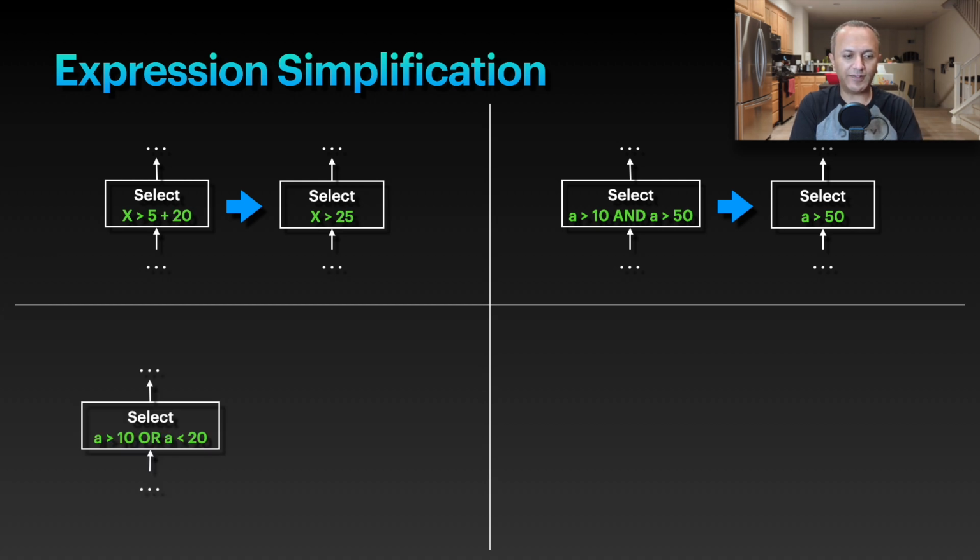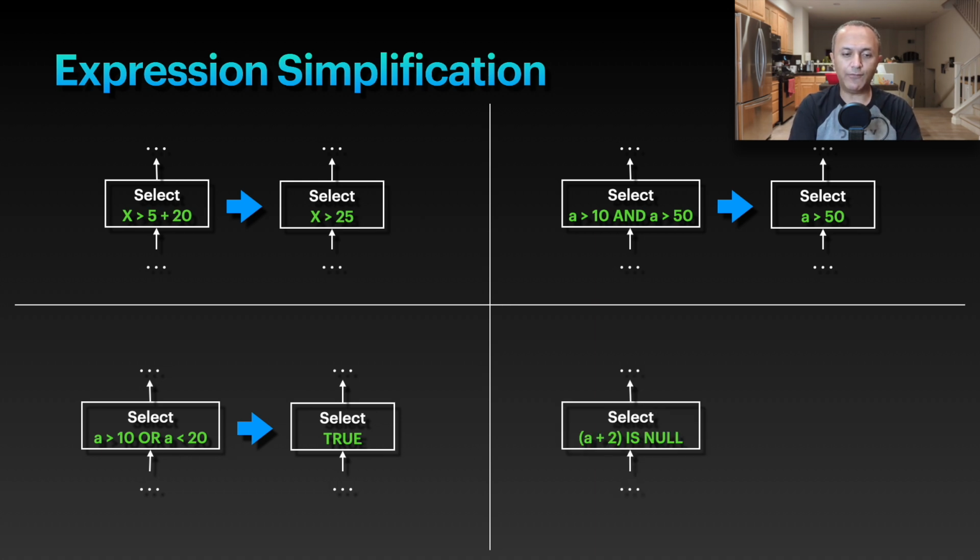If we have something like a is greater than 10 or a is less than 20, well, these two conditions together pretty much cover the entire numerical range. So this OR means that any value of a would satisfy this condition. It's like saying select true. So it's like a true condition, which means basically that we don't have any filter. So we could remove this select node entirely and have whatever its input is directly output its results. The opposite of that, if we have a filter like this where a plus 2 is null.